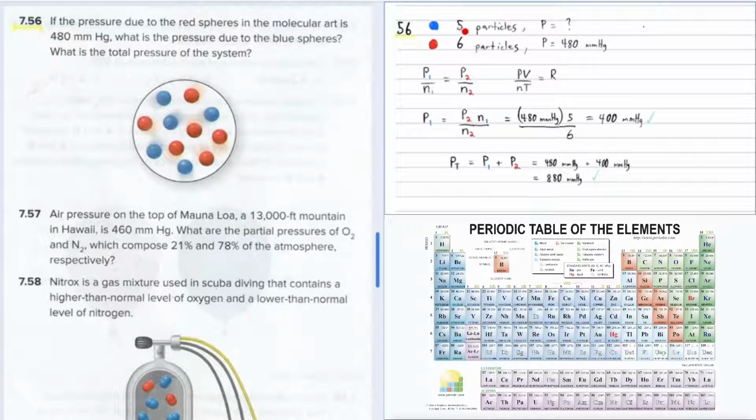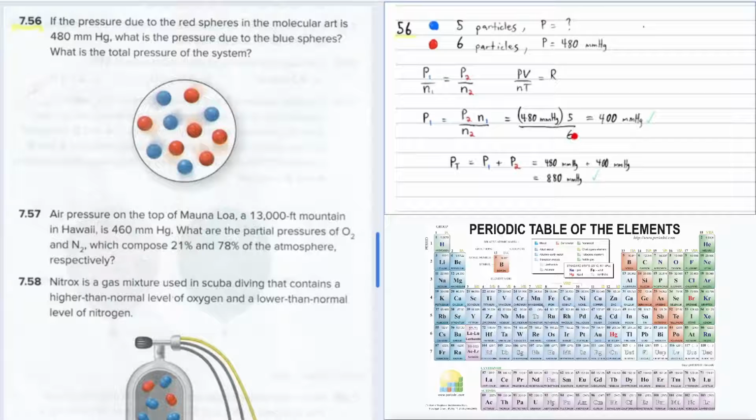There are 5 blue particles, and we're looking for the pressure of the blue gas, and there are 6 red particles, and we're told the pressure of the red gas. So here is the information, and we can plug this information into this equation. The 5 particles goes in as N1, and we're looking for P1, and the 6 particles goes in as N2, and we're told P2. And so we're solving for P1. Here we go, and here it is right here.